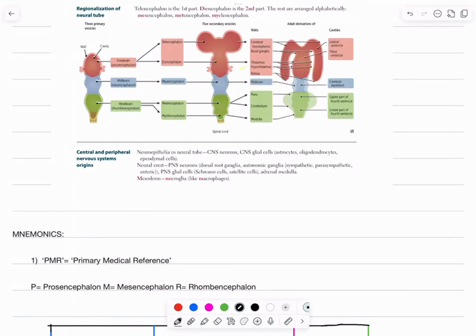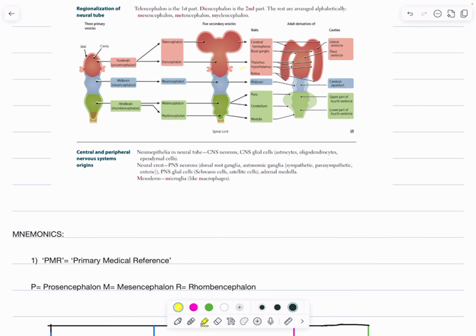Thank you very much. Dear friends, in our last video we talked about how the neural plate folds into the neural tube and gives rise to the CNS. Today we shall zoom in on what happens after the neural tube forms, how it regionalizes into different brain vesicles, and how it gives rise to the structures of the CNS and PNS. This is very high yield Step 1 material, so get ready to take notes and remember the mnemonics.